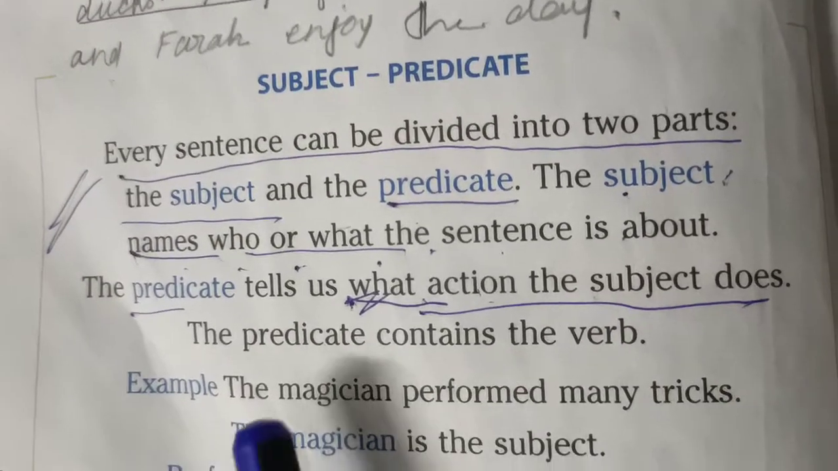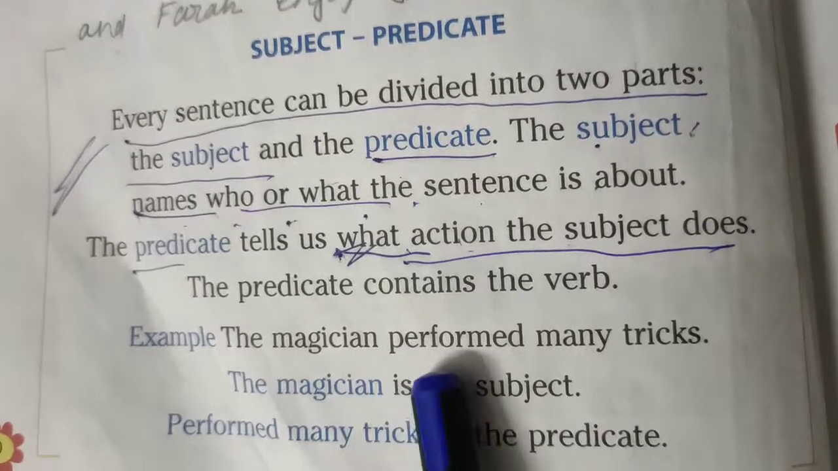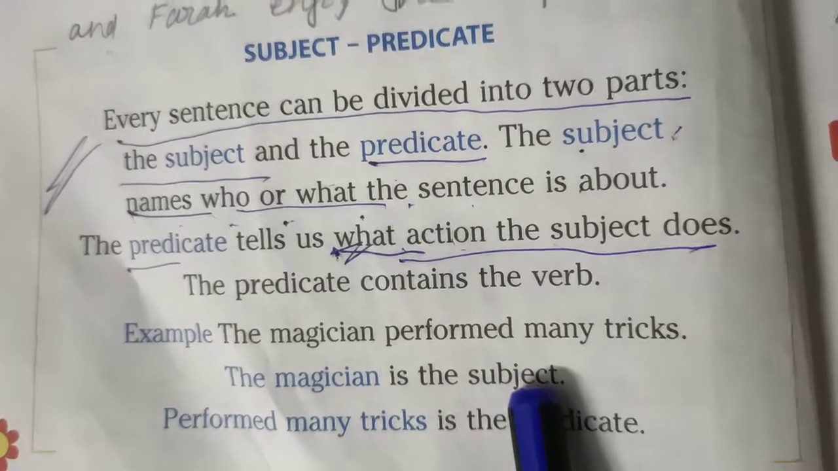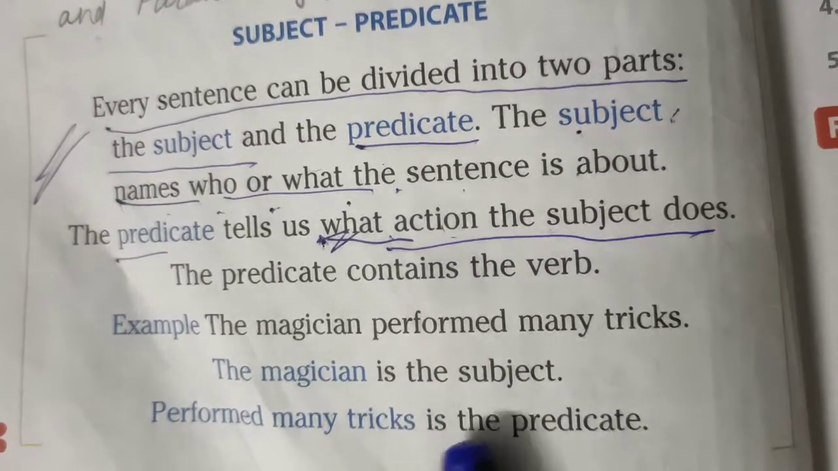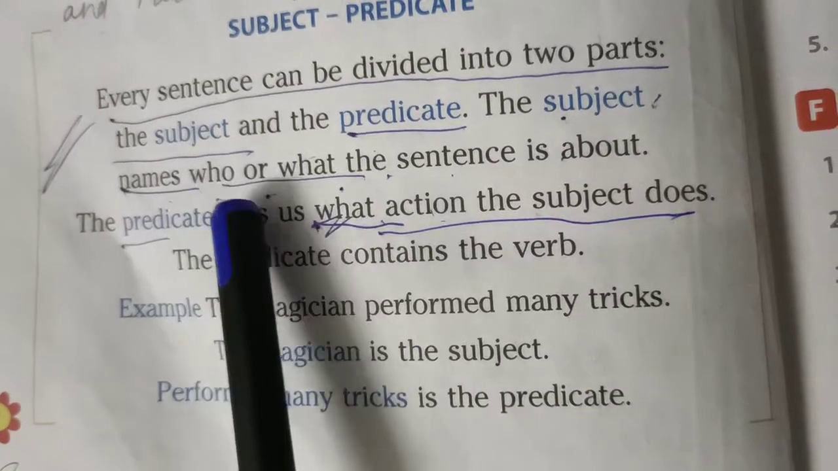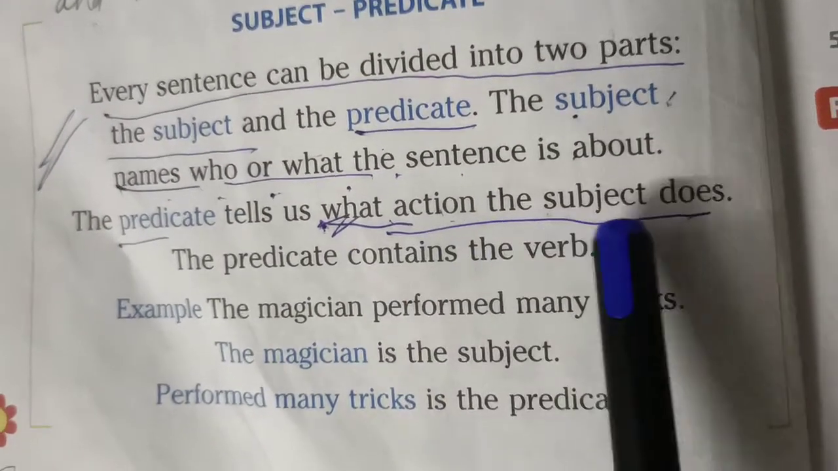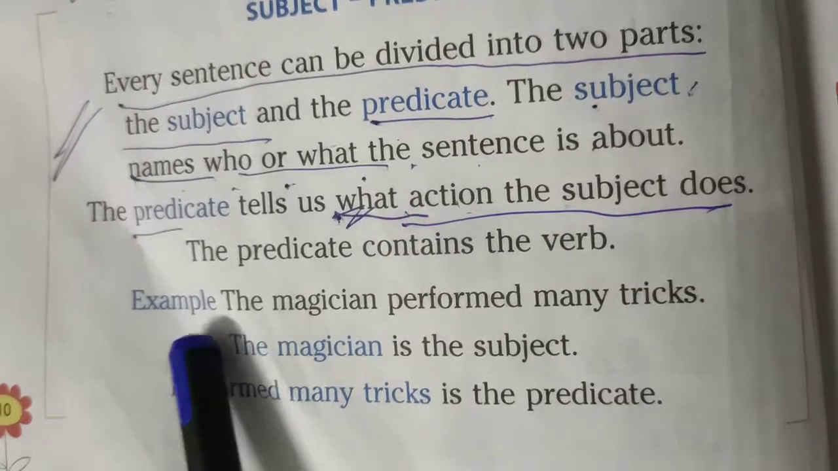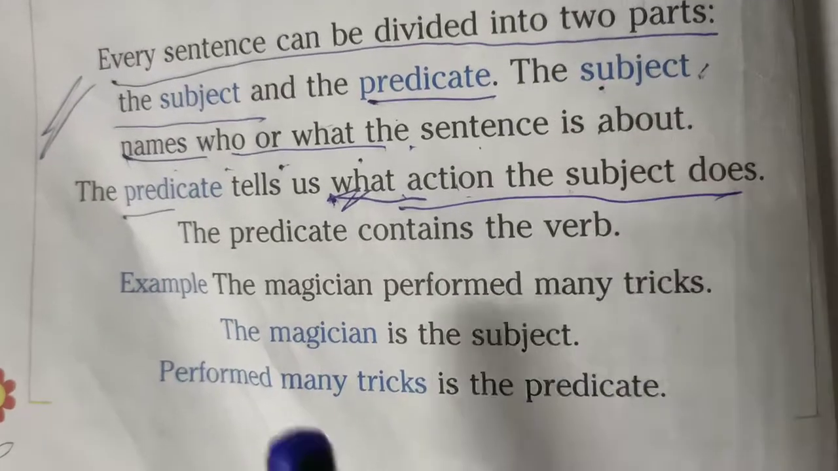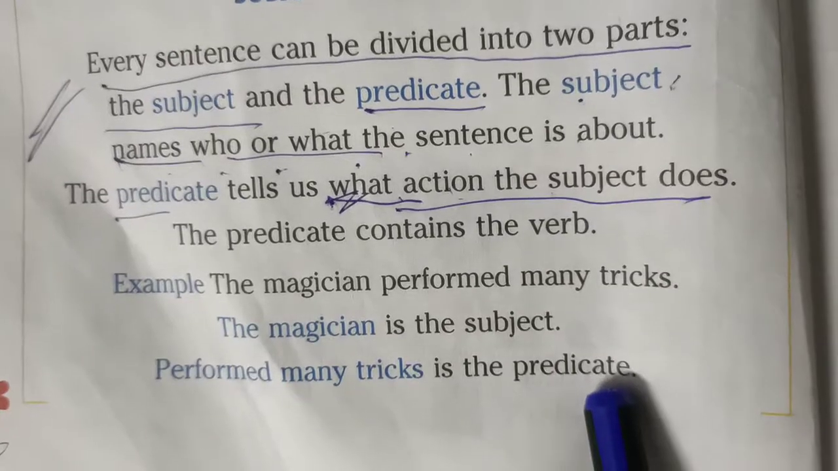Okay. Then see the example. The magician performed many tricks. The magician is the subject. Performed many tricks is the predicate. Understand? Okay, the subject names who or what the sentence is about. Predicate means what action the subject does. Example: the magician performed many tricks. The magician is the subject. Performed many tricks is the predicate.